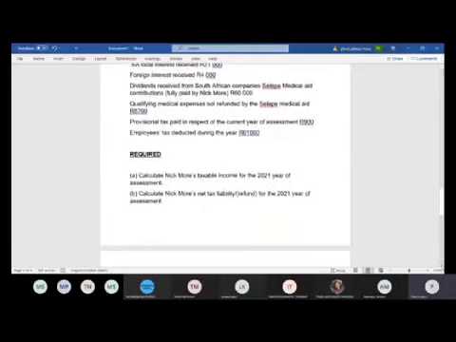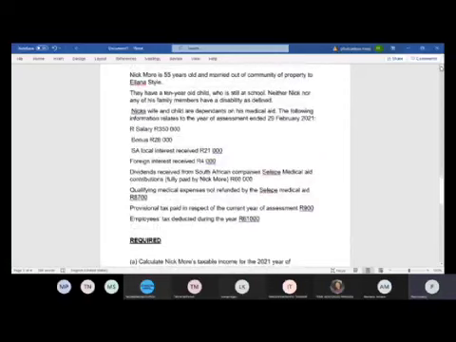The required part A says that you need to calculate the taxable income for the 2021 year of assessment. That's at your end of February, the 28th or 29th of February 2021. And then part B says calculate the net tax liability or refund for the 2021 year of assessment. So the first question would require you to list all of your incomes, and it would include your salary, your bonus, and your local interest, as well as your foreign interest received based on their matching amounts.